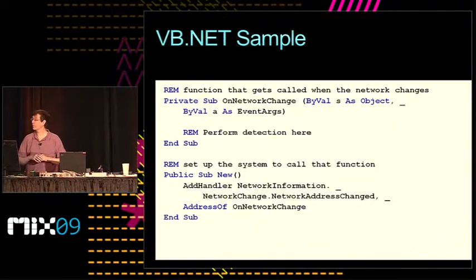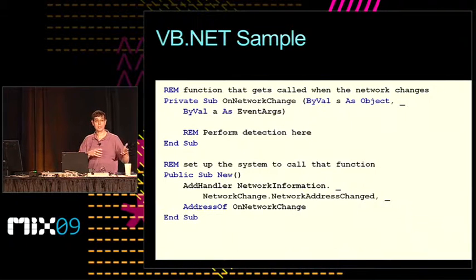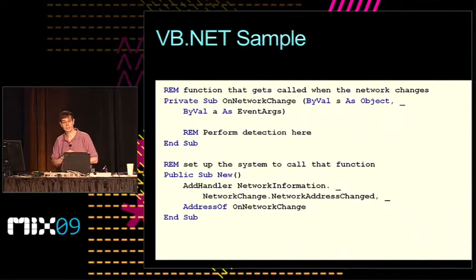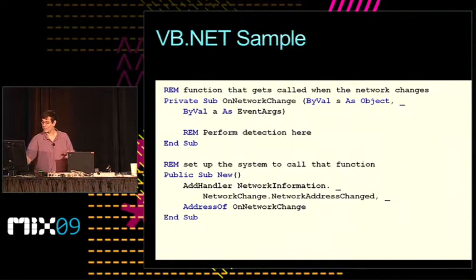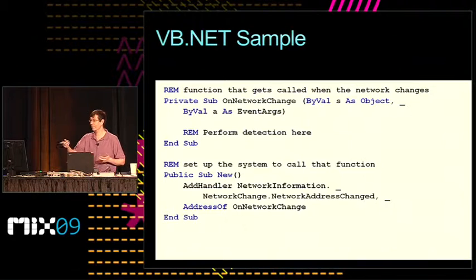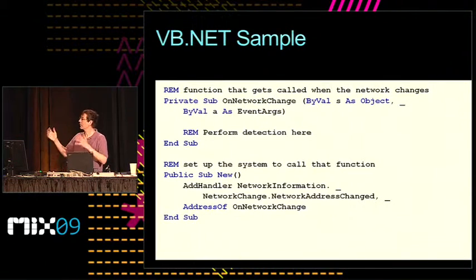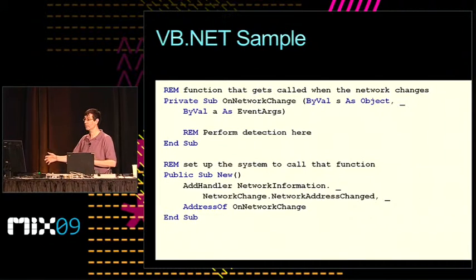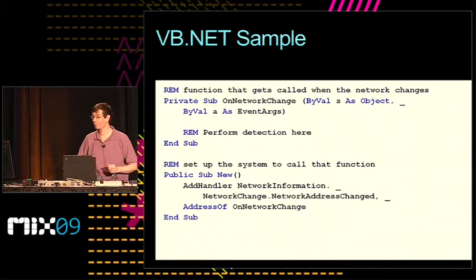That's what the public sub new is all about. This is going to be something set up by Visual Studio when your application loads, because this is what it does when you have an application load. I'm hoping to God, because I'm not really a VB.NET programmer. I just cut and paste from what it did for me. And in VB.NET, you can do an AddHandler. I'm pointing to my screen. That doesn't help you. Public Sub New, AddHandler NetworkInformation.NetworkChange.NetworkAddressChanged, AddressOf OnNetworkChange. OnNetworkChange is that function you wrote before.